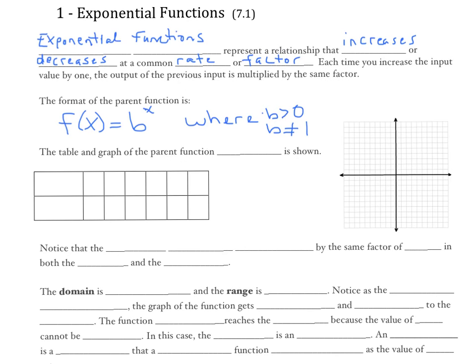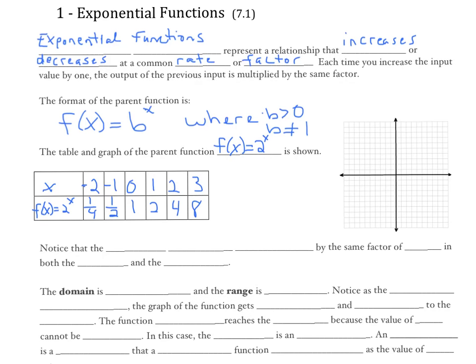The table of the parent function, f of x equal to 2 to the x power, is what we're going to show. If we pick x values, and then we have f of x, which is 2 to the x, and I pick x values of -2, -1, 0, 1, 2, and 3. When I plug them into 2 to the x, 2 to the -2 is 1/4, 2 to the -1 is 1/2, 2 to the 0 is 1, 2 to the first is 2, 2 squared is 4, 2 to the third is 8.